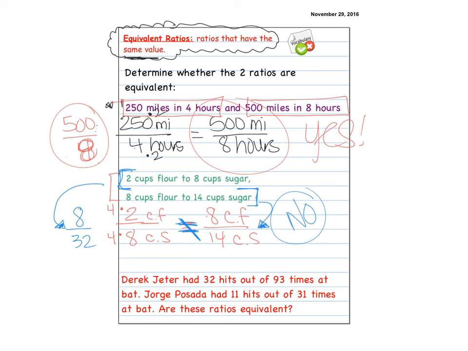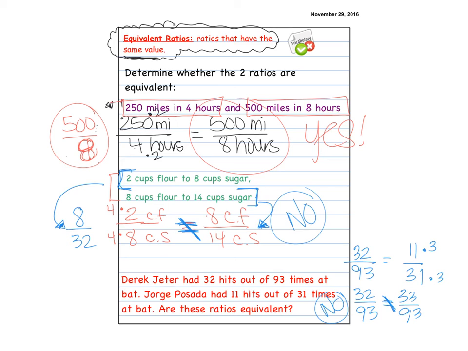Okay, and then Derek Jeter had 32 hits out of 93 times at bat. Jorge Posada had 11 hits out of 31 times at bat. Are these ratios equivalent? So 32 over 93, and then we have 11 over 31. I can see that 31 times 3 is going to equal 93. So then I can do the same here. I'm going to rewrite both of these ratios, 33 over 93, and I can already see that they're not equivalent. So no.